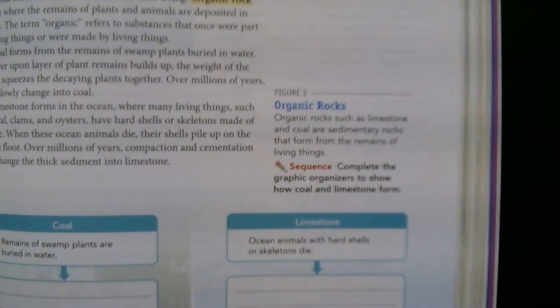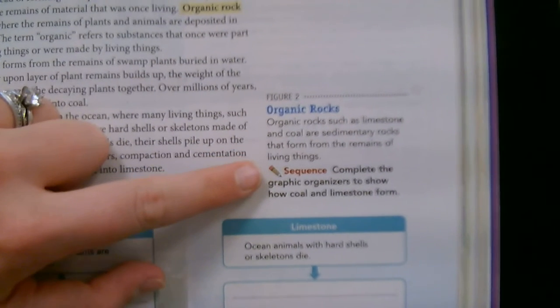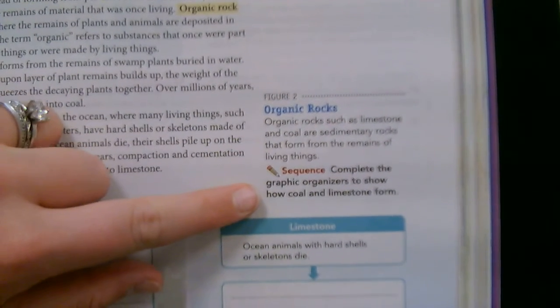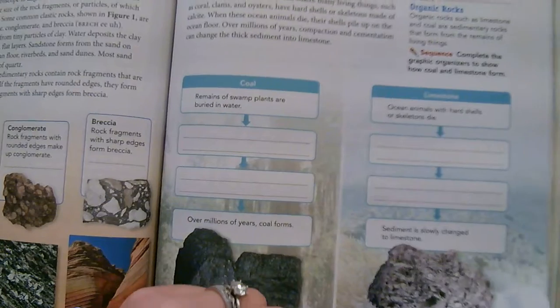Organic rocks, such as limestone and coal, are sedimentary rocks that form from the remains of living things. Complete the graphic organizers to show how coal and limestone form. So complete these two graphic organizers.